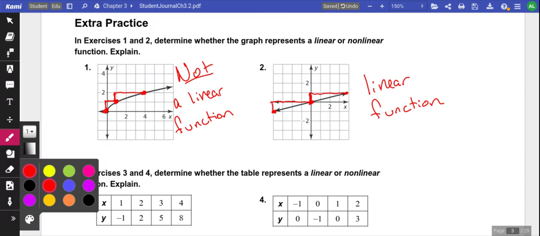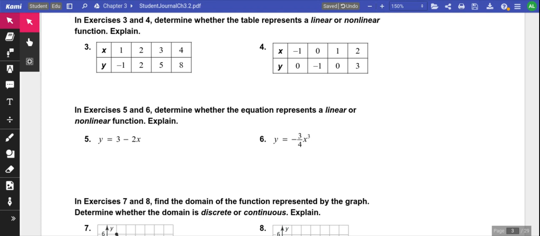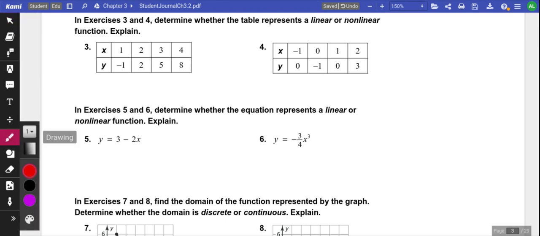Now again, we have the same information. We have this function, but now it's not in a graph, it's in a table. So let's look and see if we can decide. So it says x and y. First I'm going to look at my different x values. How do I go from 1 to 2? I'm adding 1. I'm adding 1 from 2 to 3, and I'm adding 1 from 3 to 4. It's constant there for my inputs.